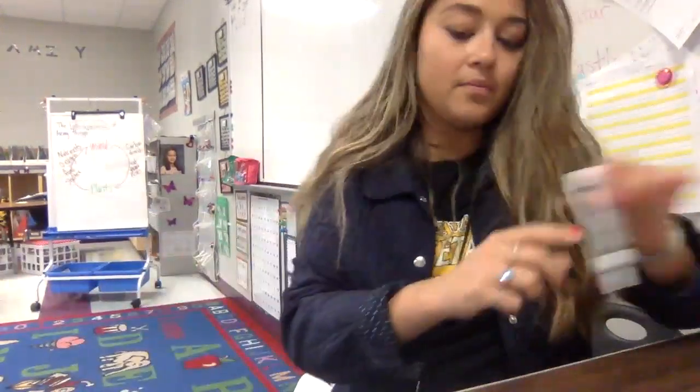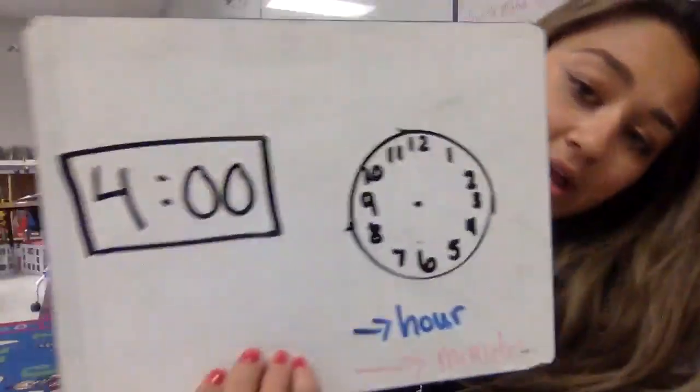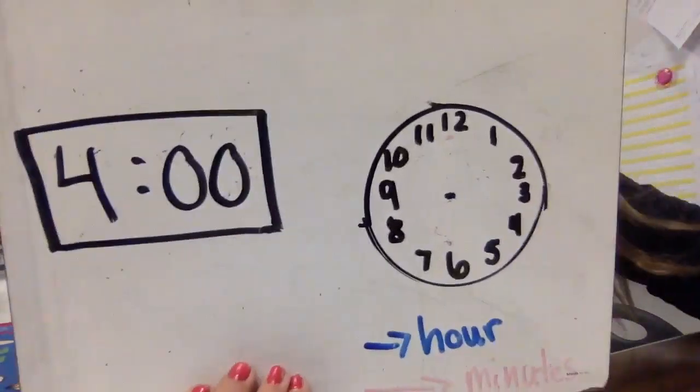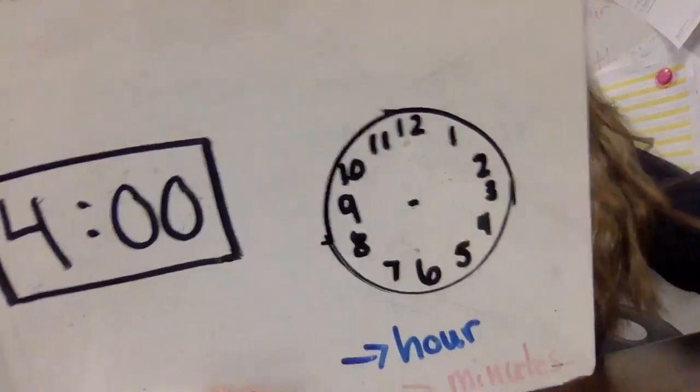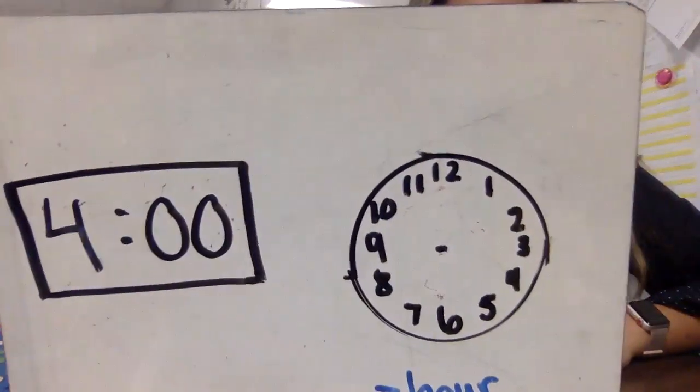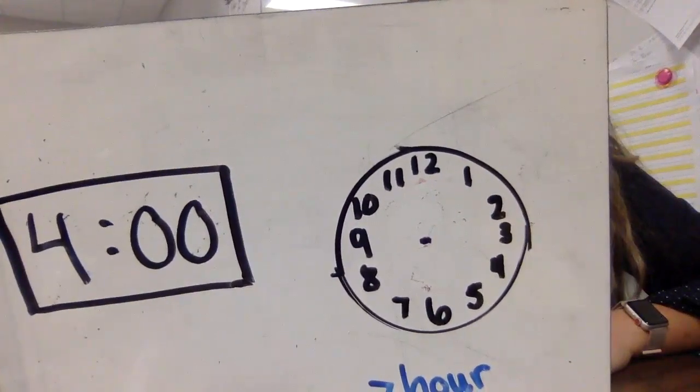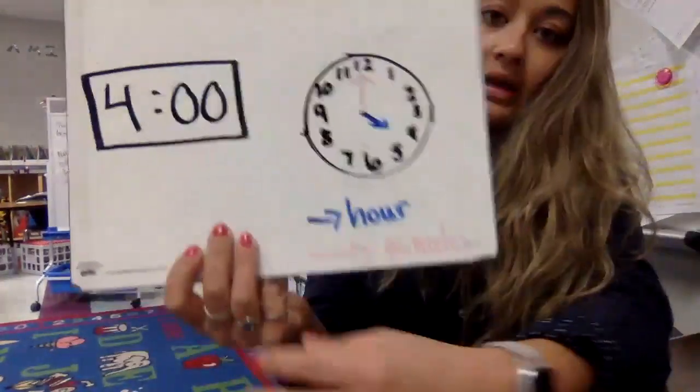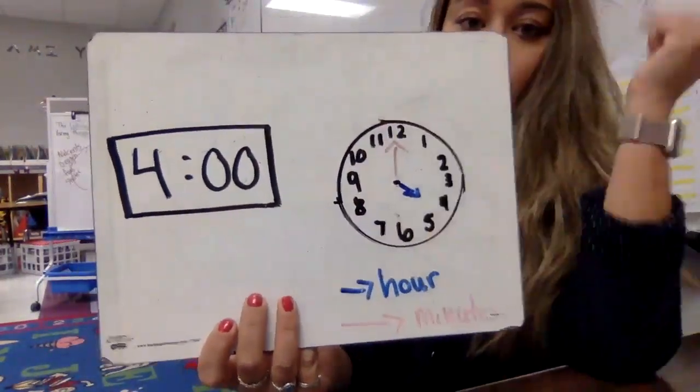Okay, one more. If it is 4 o'clock, think for a minute about where that hour hand will point and where the minute hand will point. Okay, that hour hand, you are correct, points to the 4, and the long minute hand would point to the 12. Again, this says 4 o'clock.